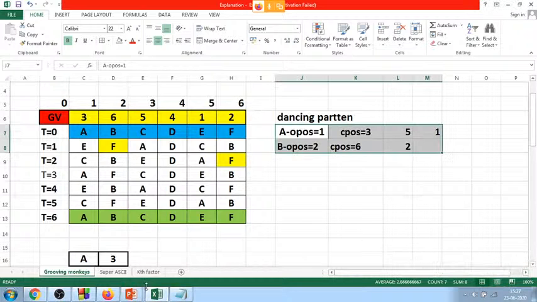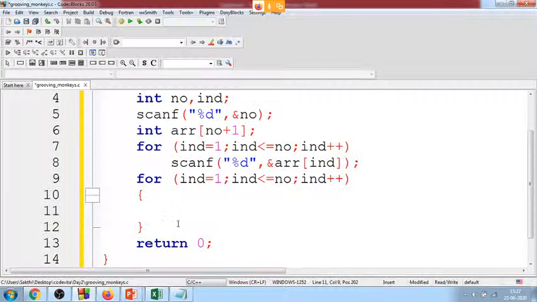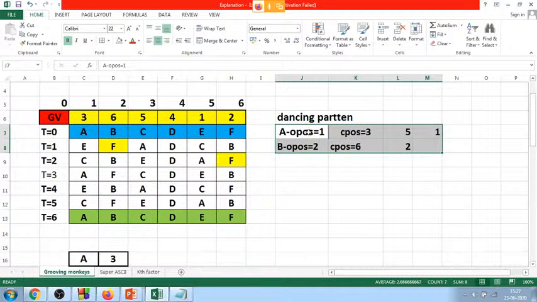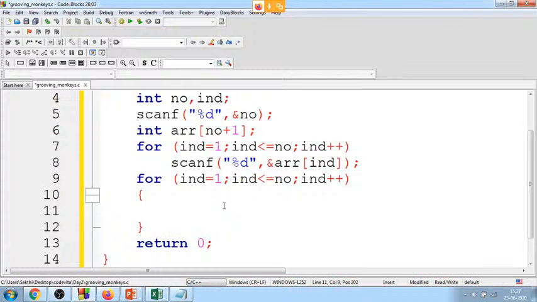We can go ahead with the programming part. As I told you, I am going to use two elements: one for your original position and one for your current position. One variable for your original position and another variable for current position. So let me have one variable for original position.